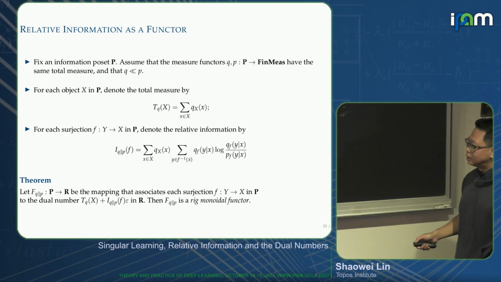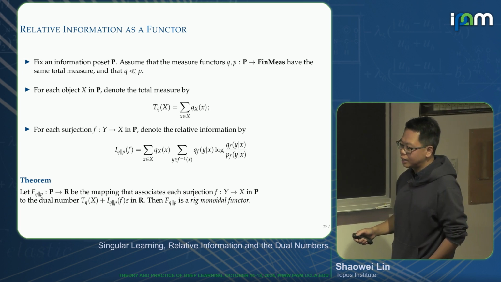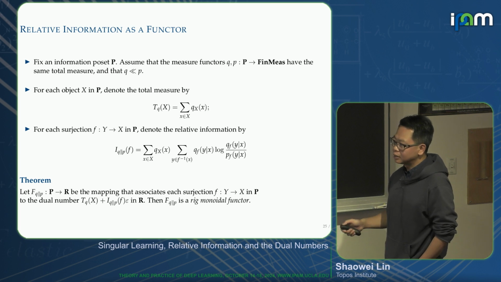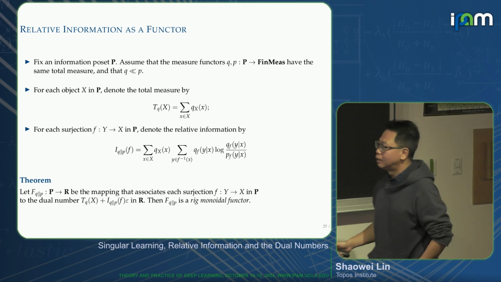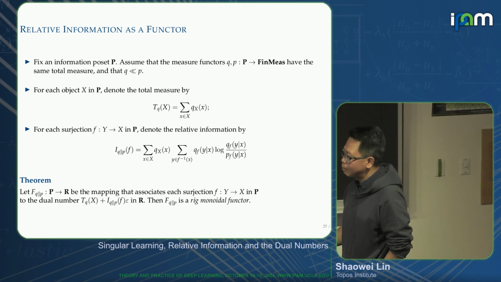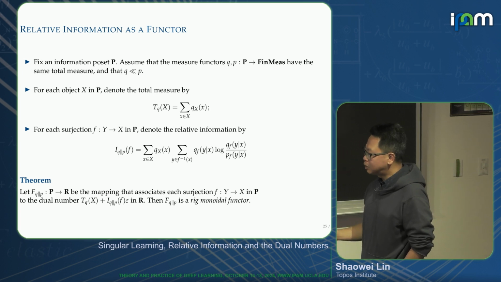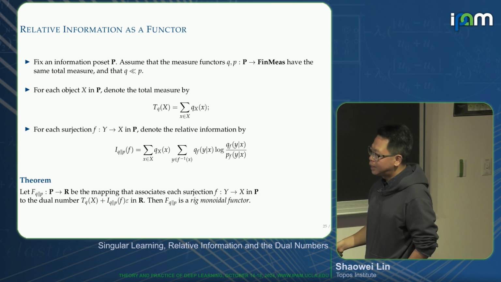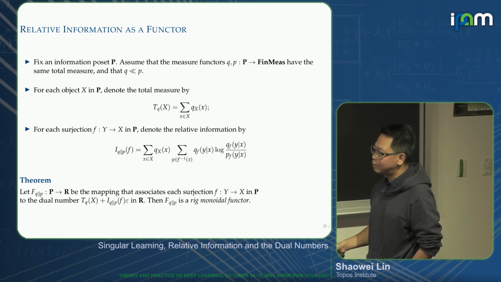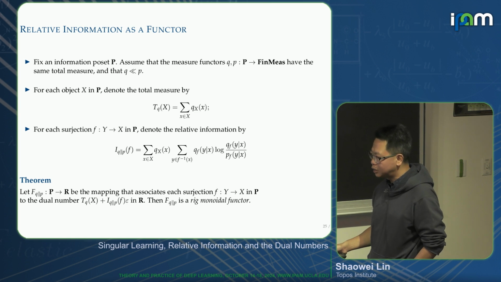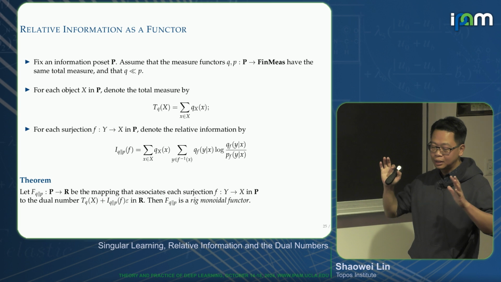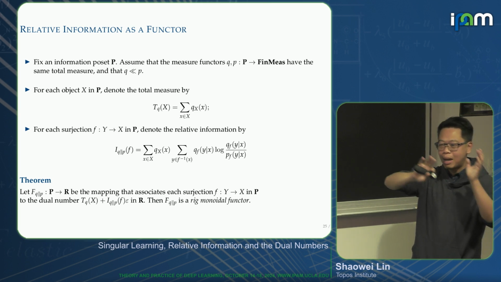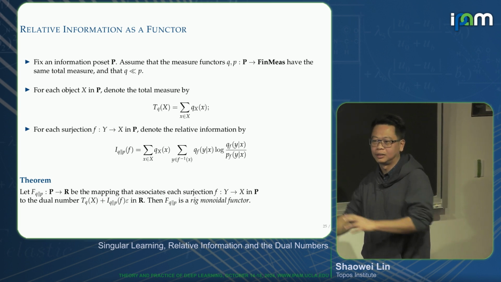I'm going to map, in fact, this is called a functor. A functor is a map between categories that has a lot of nice symmetrical properties. But I'm going to map each conditional map into this dual number. And it turns out, if I do it this way, then this functor, this map that I constructed, is not just any ordinary map. It is actually a rig monoidal functor. In other words, it preserves the structures that are in P and maps them into equivalent structures in R.